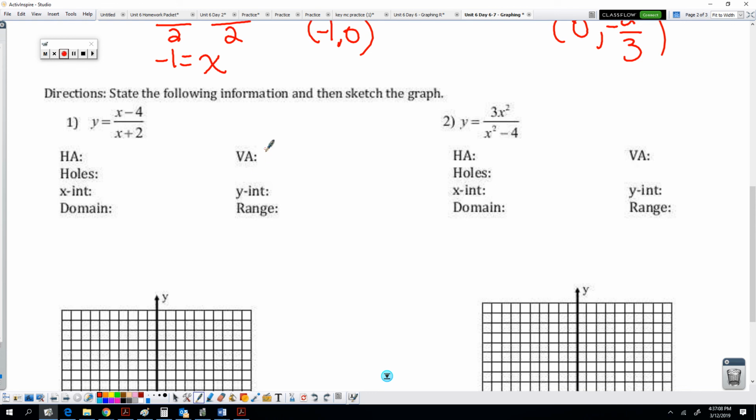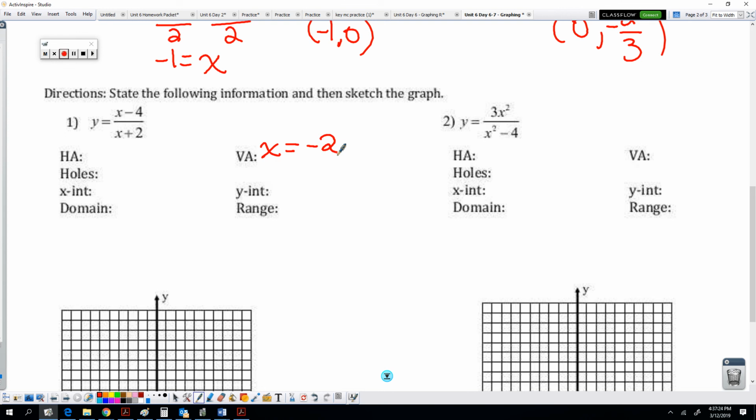Now, your vertical asymptote is always x equals, and it comes from the denominator. So your x is equal to -2. So that is your vertical asymptote.